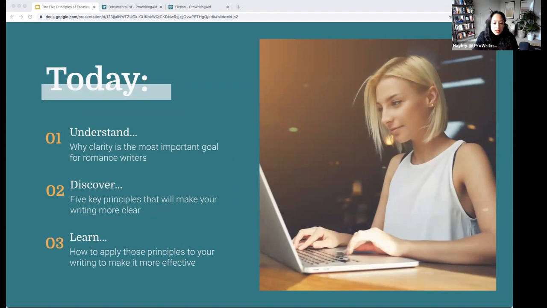So the 3 things that we're going to do in this session are: first, learn why I think clarity is the most important goal for romance writers. Second, we're going to talk about 5 key principles that will make your writing more clear. And then finally, we're going to learn how to apply those principles to your writing to make it more effective. Now, when we get into that third bullet point, how to apply these principles, I'm going to be showing you how to apply these principles using the ProWritingAid tool. But that being said, if you don't have ProWritingAid, do not worry. I'm also going to be teaching you how to apply these principles if you don't have ProWritingAid as well. So regardless of whether or not you have ProWritingAid, you will be learning how to make your writing more clear and effective. And with all of that being said, let's go ahead and dive in.